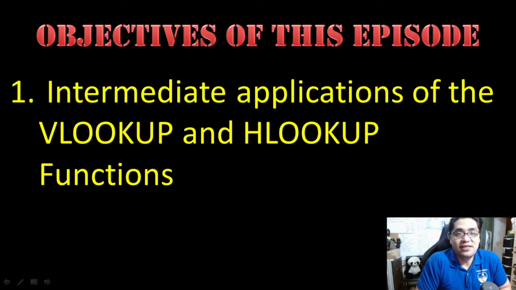These are the objectives of this episode. Today we're going to talk about the intermediate applications of the VLOOKUP and HLOOKUP functions. Specifically, we're going to talk about the approximate match usage when it comes to the range lookup of VLOOKUP and HLOOKUP. At the same time, we're going to talk about wildcards.